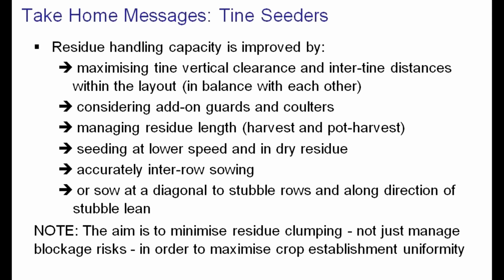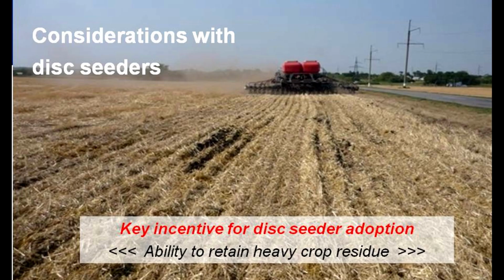There are a number of operations, but basically timing and decreasing the residue length are key operations to manage residue, essentially to improve the residue handling capacity. So the aim, again from the research, is really about minimizing clumping, not just avoiding blockage, because clumping costs yield according to research results.